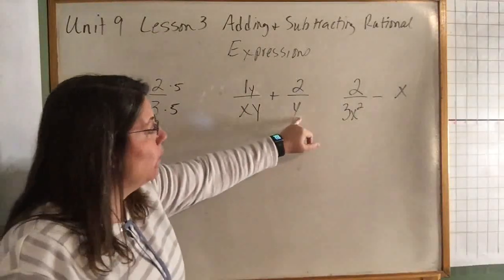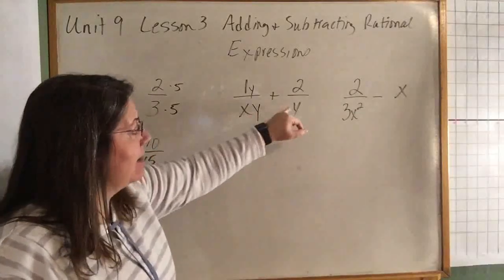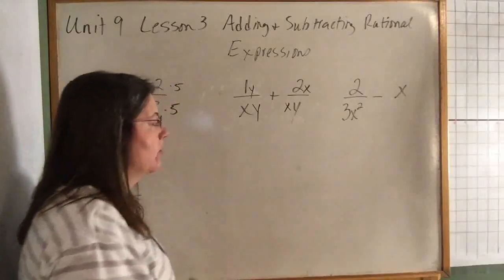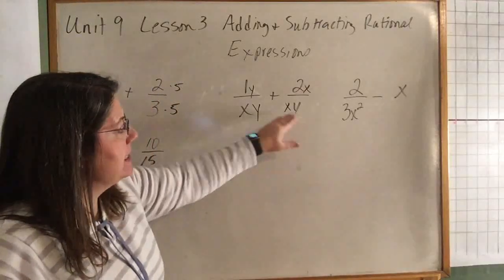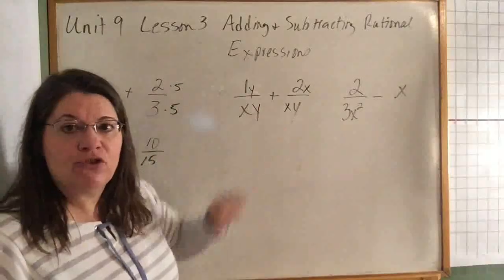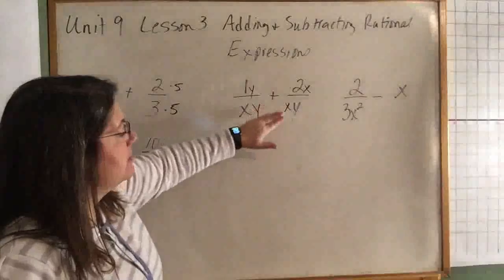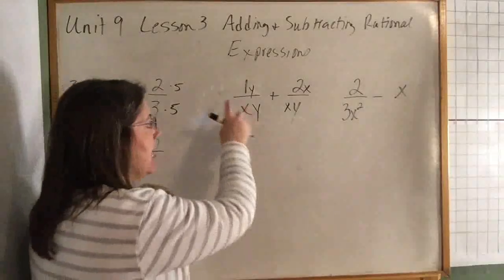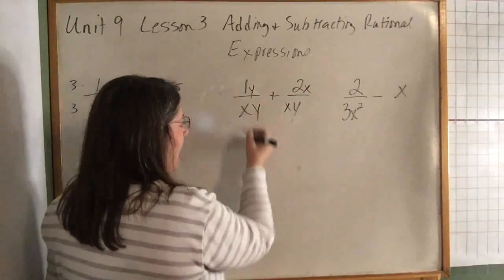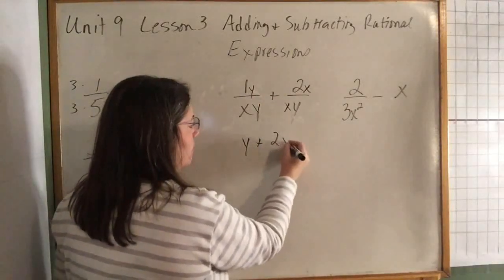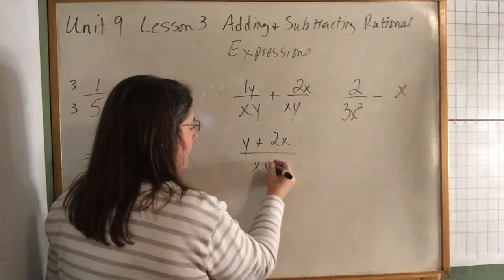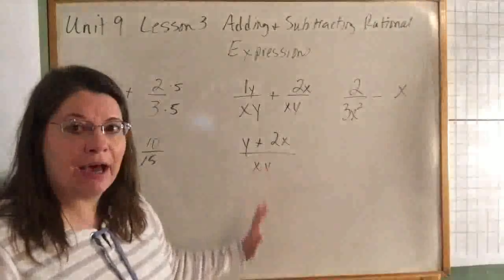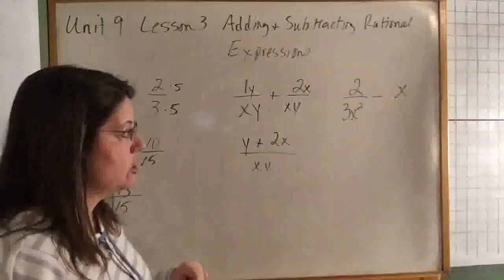Over here, I have a y, but I need the x. So on this one, I'm going to multiply by x on the top and on the bottom. Doing that gets the denominators to be the same. I multiply the top and the bottom so that I don't change the value of the fractions. Now I can add these together. Y plus 2x over xy would be my answer. There's nothing that cancels out there. If it would simplify, I would simplify it, but at this point, that's all I can do.